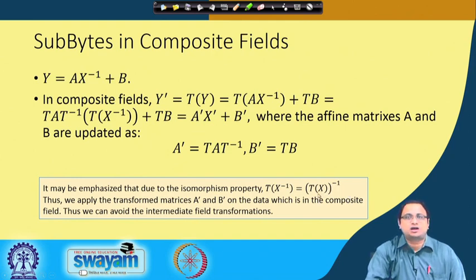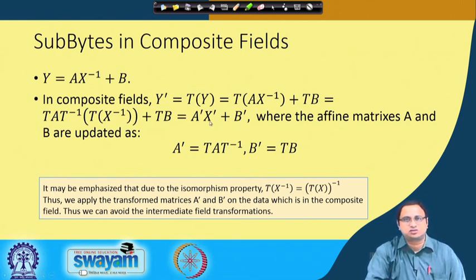That means I am doing the inverse in the composite field. X was originally in GF to the power of 8. By applying T x, I have transformed it into the composite field, and now this operation is done in the composite field. So, that is why this equation, that is y dash equal to A dash x dash plus B dash, is in the composite field.